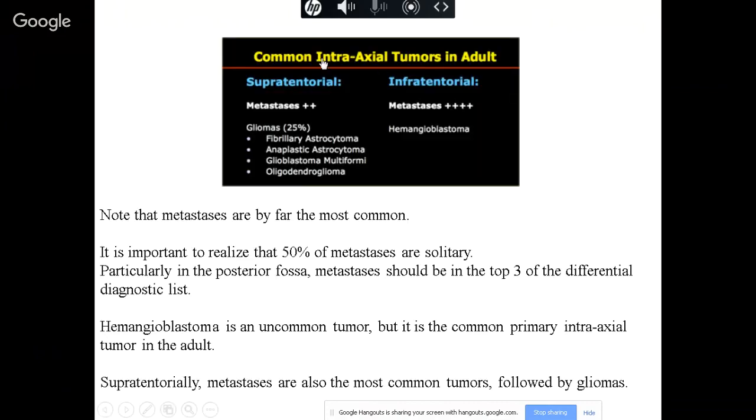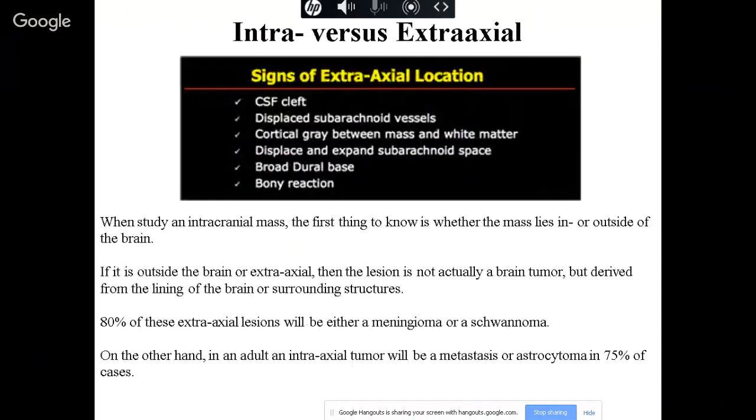So what are the common intra-axial tumors in adults? If supratentorial, METs and glioma, including fibrillary astrocytoma, anaplastic astrocytoma, GBM, oligodendroglioma. Infratentorial, most of the time it's metastasis. So anything in the cerebellum, I will think about metastasis first, and then based on the characteristics, maybe hemangioblastoma or pilocytic astrocytoma and those kinds of things. Just keep in mind, metastasis is the most common. Whenever you see a tumor, you always think about the possibility of metastasis. All right, so this first part is to think about the age group.